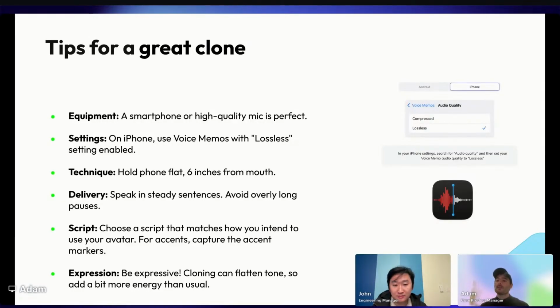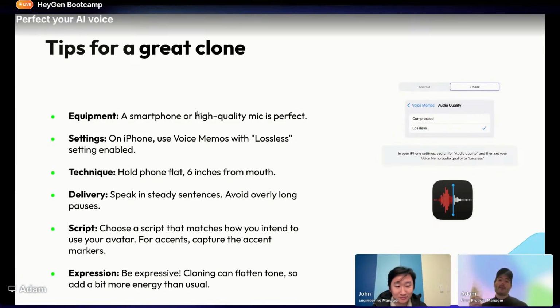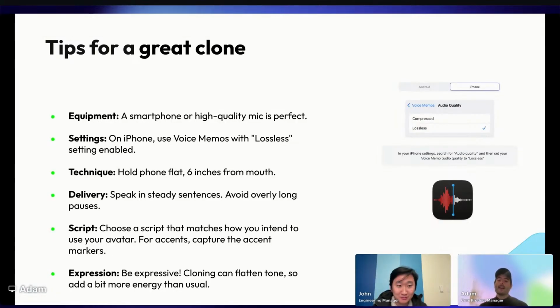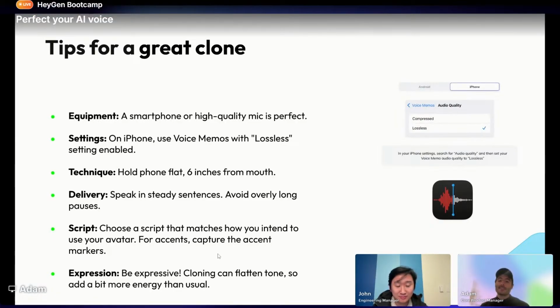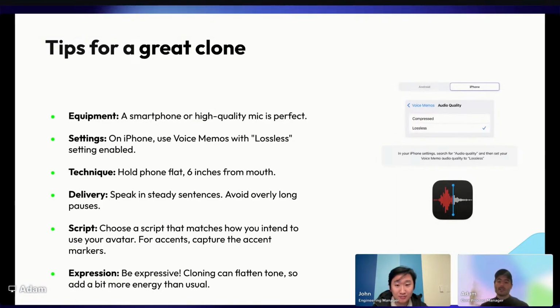The other thing with the script is if you have an accent, try to include words in your script that really capture the accent. So like, if I have a Boston accent, I say woulda. That's a good word because now it learns, all right, that's how Adam pronounces his R's. One trick you can do here is, if you have a script, just put it into ChatGPT and ask it to rephrase to capture more of the accent markers.